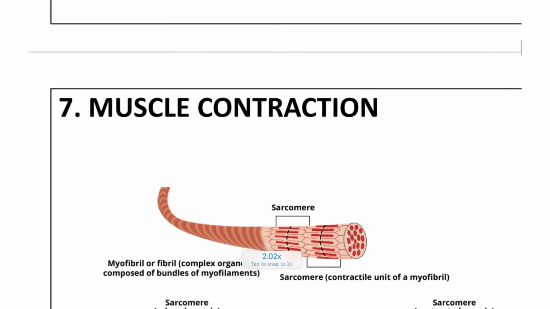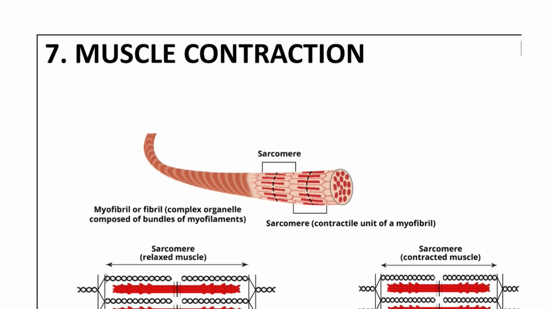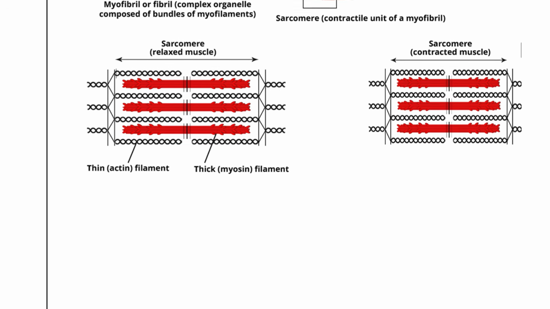Next, moving on to muscle contraction. How does muscle contraction happen? Muscle contraction depends on the sarcomere structure. What is the sarcomere? The sarcomere is the functional and structural unit that we have. And these sarcomeres have these kinds of filaments.